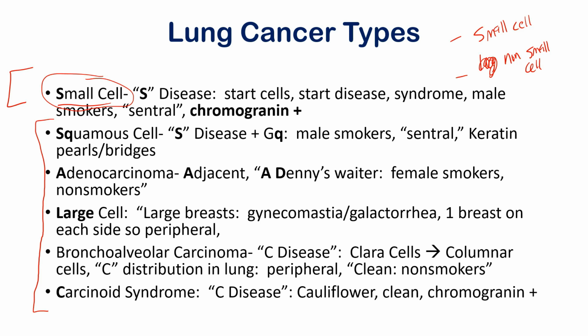The first thing right off the bat is small cell. It has an S at the beginning. So I have developed a way to remember all of the primary things that are important. I'm going to title this the S disease. The same thing is going to go with squamous cell carcinoma. It also starts with an S, and this is going to also be S disease, but it's a little bit different in this. So back to small cell lung cancer. This is the S disease. Why is it called the S disease?